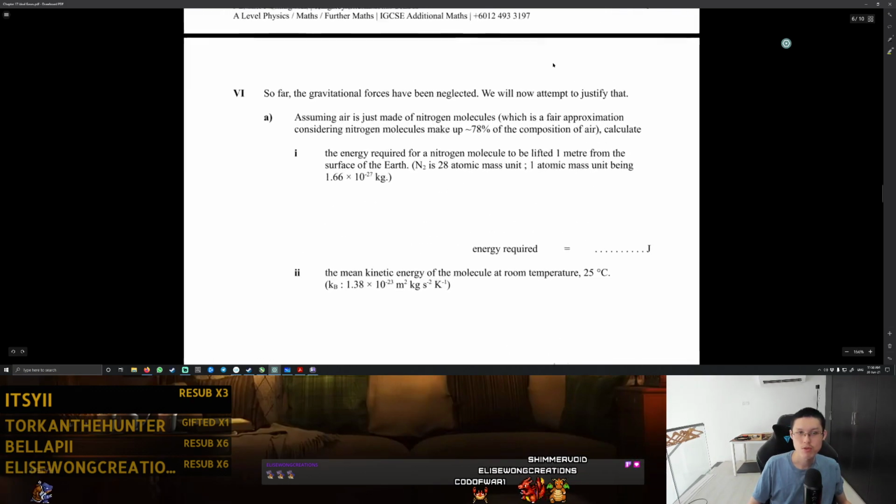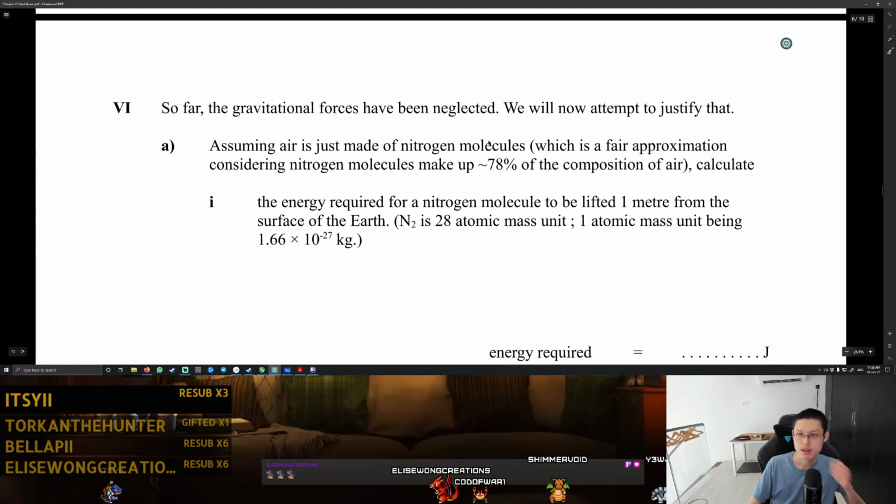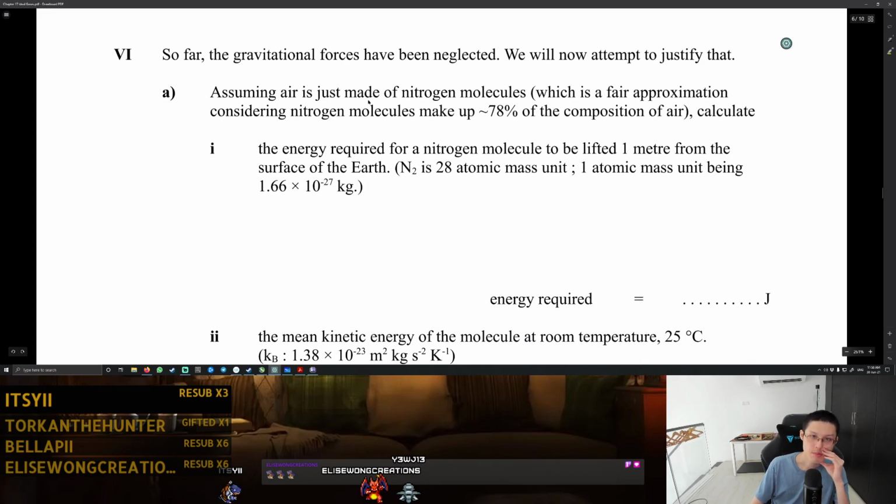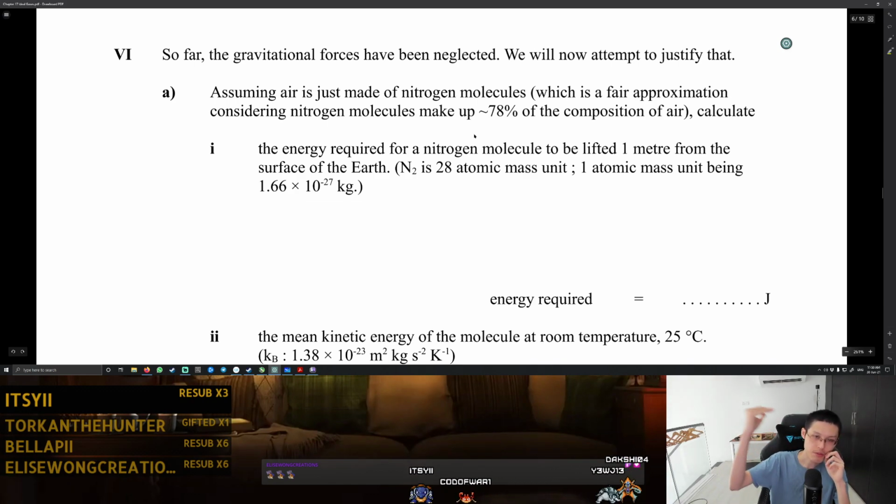Okay, so far gravitational forces have been neglected. We will now attempt to justify that. Right? Because if you remember, one of the ideal gas assumptions is we ignore gravitational forces. So assuming air is made up of nitrogen molecules, calculate the energy required for the nitrogen molecule to be lifted 1 meter from the surface of the Earth. Okay, so how much energy do you need to lift a nitrogen molecule 1 meter from the surface of the Earth?